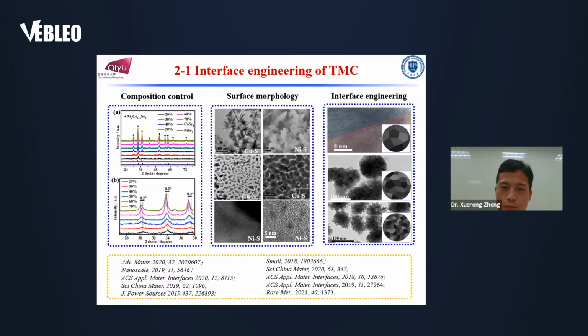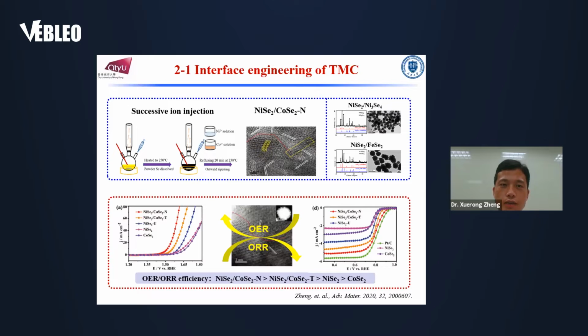electrochemical properties. Here we use the successive ion injection that developed from the hot injection method. We injected the cationic precursors with different intervals and refluxing time and refluxing temperature to tune their interface density. And we can control their interface length from tens of nanometers to nanometers. And also we can obtain the atomic level interfaces.